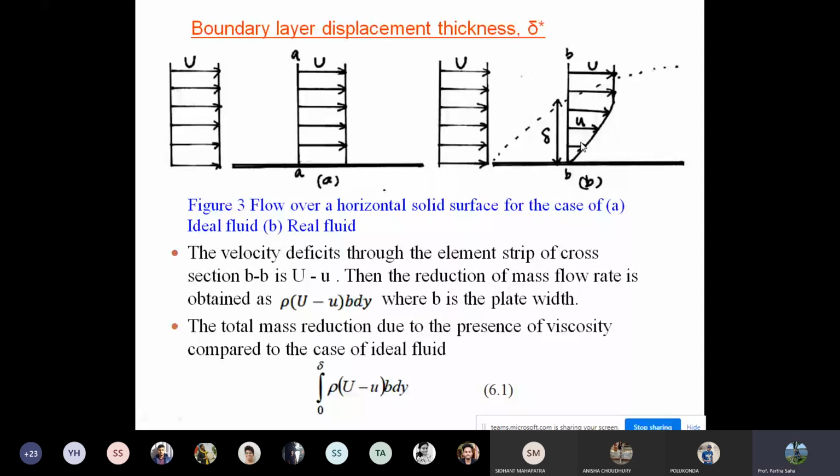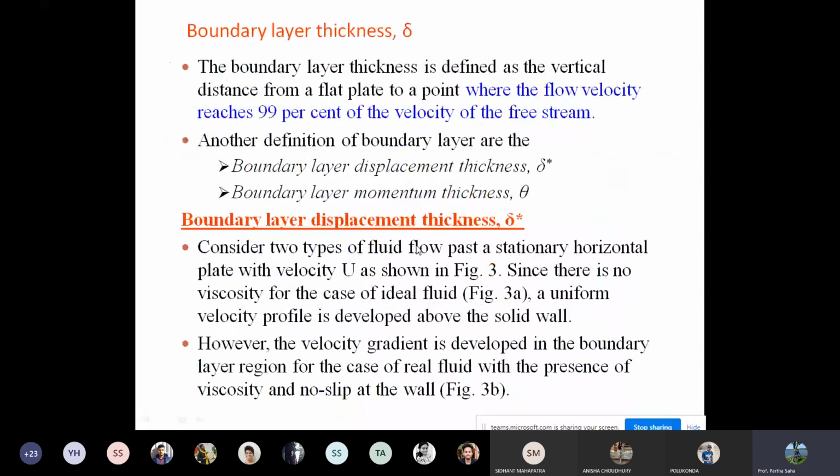So what I was telling you is that there are two types of fluid flow: first, a stationary horizontal plate with free stream velocity given by capital U. In the first case, there is no viscosity, the case of an ideal fluid. A uniform velocity profile is developed, so the fluid exhibits ideal fluid behavior where the velocity profile is constant. In the second case, the real fluid has a viscosity, so a velocity gradient is developed in the boundary layer region, with the presence of viscosity and no slip at the wall.